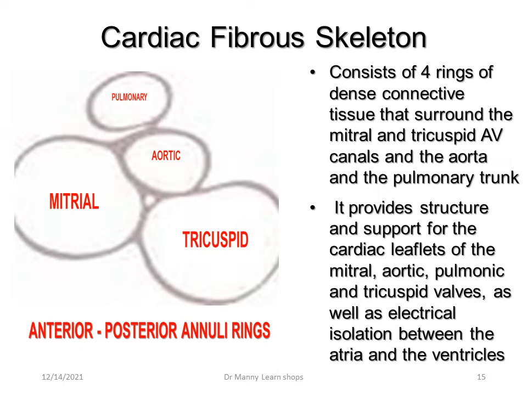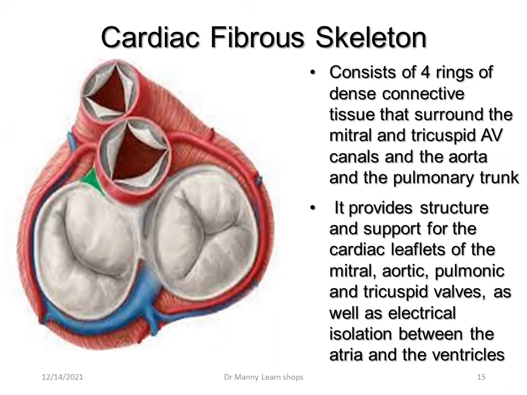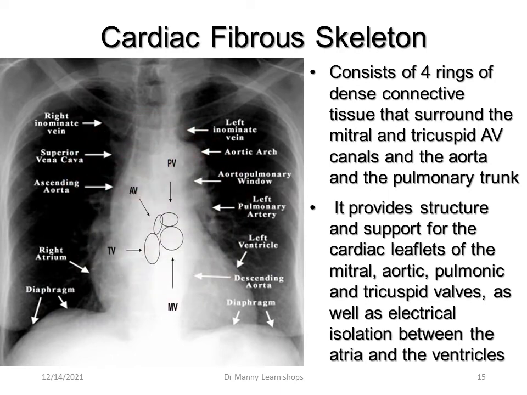And it's important because it provides structure and support for the cardiac leaflets of all the valves, mitral, aortic, pulmonic, and tricuspid, as well as electrical isolation between the atria and the ventricles, and it makes sure there's only one pathway from the atria to the ventricles electrically, and it's through the atrioventricular node, the AV node.